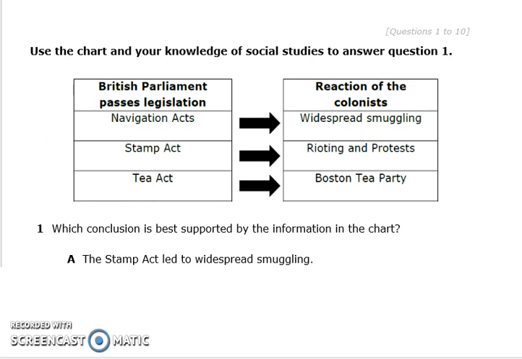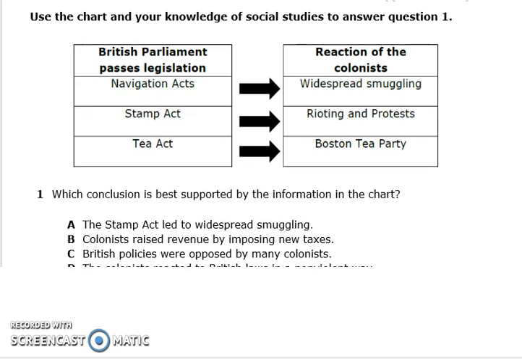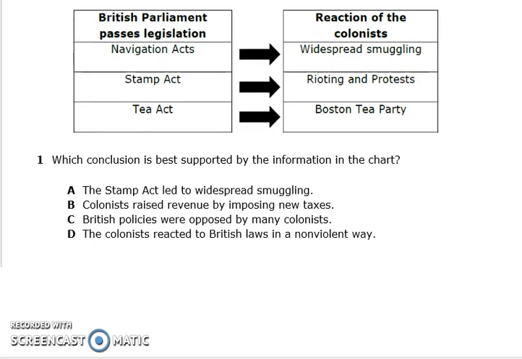Use the chart and your knowledge of social studies to answer question 1. Which conclusion is best supported by the information in the chart? A. The Stamp Act led to widespread smuggling. B. Colonists raised revenue by imposing new taxes. C. British policies were opposed by many colonists. D. The colonists reacted to British laws in a nonviolent way.